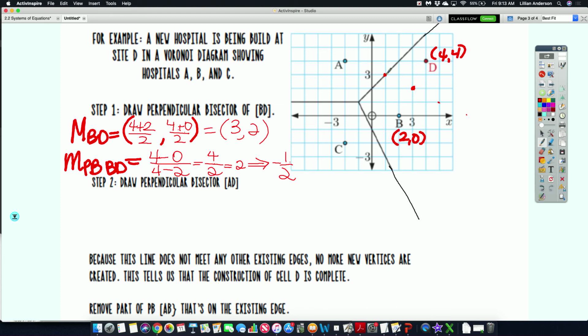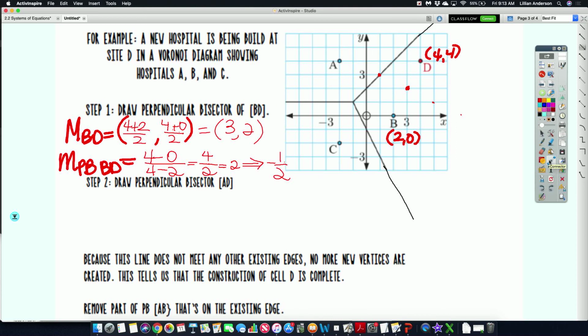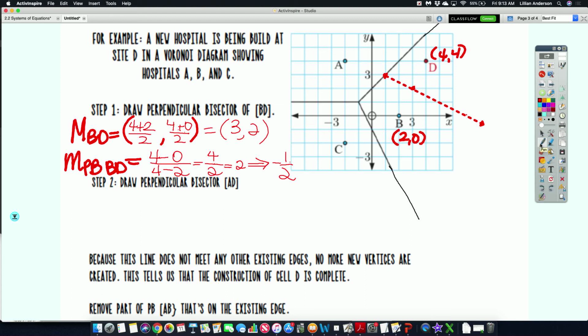Okay, so let's draw our line of our perpendicular bisector. This is all step 1. Questions?